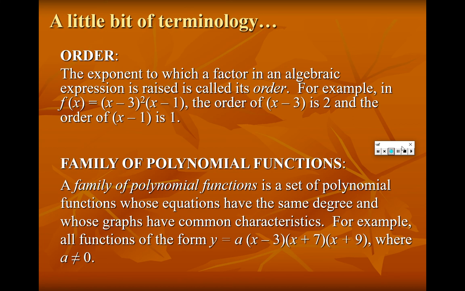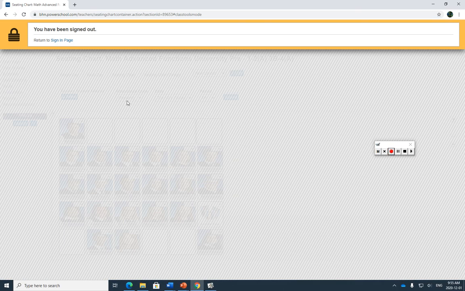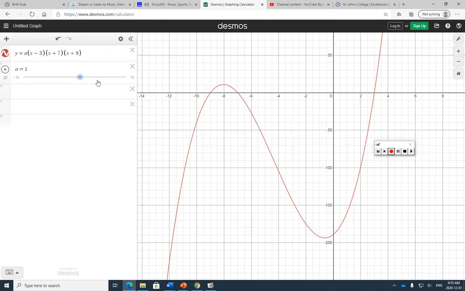Okay, so they said there's a whole bunch of polynomials. And they're all x minus 3, x plus 7, x plus 9. But different a values. What would those different functions look like? And I've got Desmos here to show you what those different functions would look like. I think I have Desmos here. Did I not load up Desmos? Desmos. There it is. Okay. And I've typed this function in. I typed in y equals a times x minus 3, x plus 7, x plus 9.